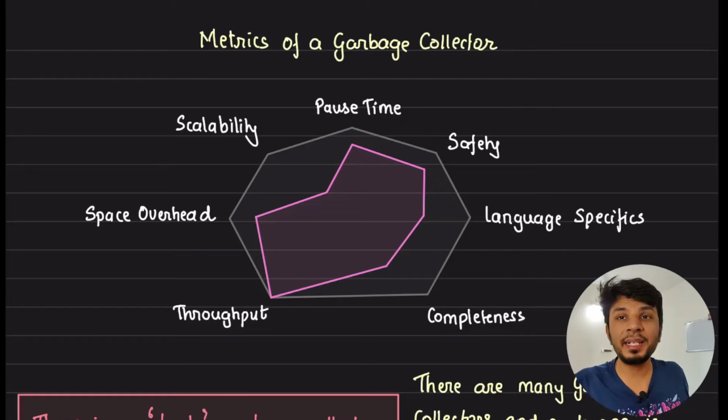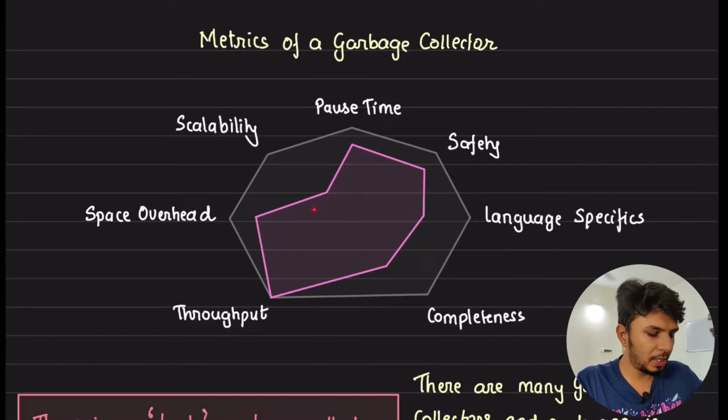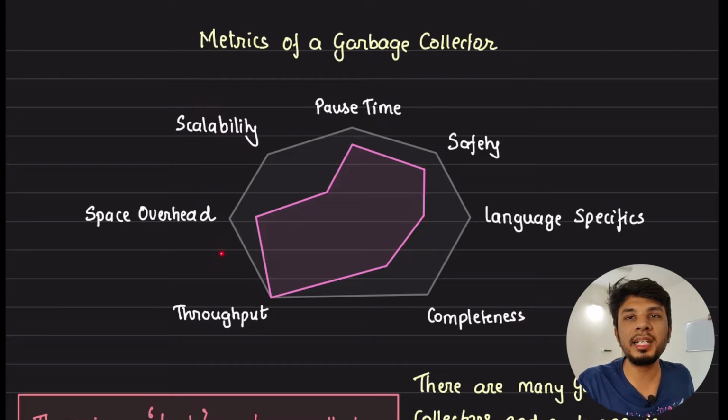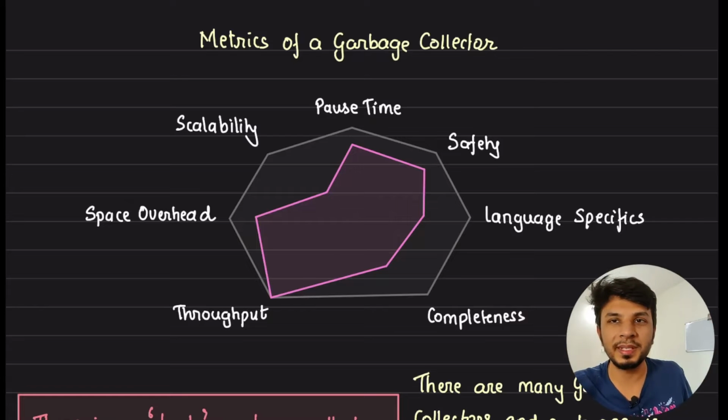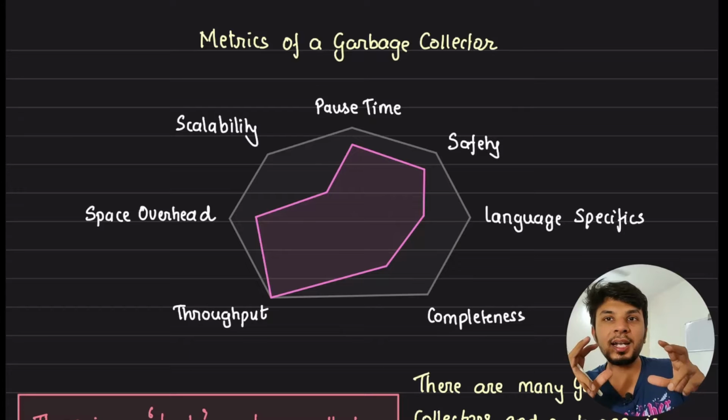So the 7 key metrics of a garbage collector are pause time, safety, language specific optimizations, completeness, throughput, space overhead, and scalability. There will not be one GC that is doing great at all of them. There would be some GCs that are great at throughput, great at pause time, great at safety, but they would be suffering from scalability. They would have very high space overhead, and they might not do a lot of language specific optimization.